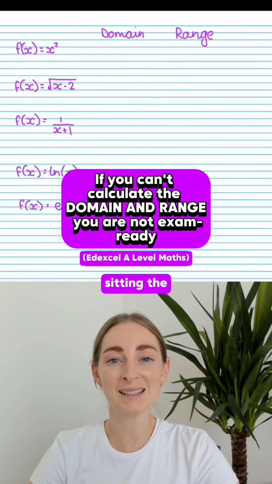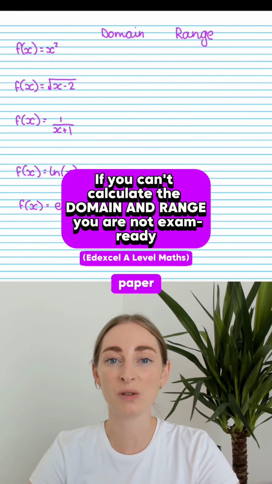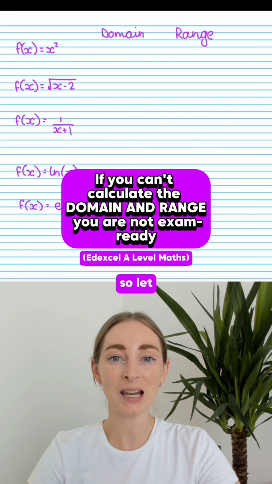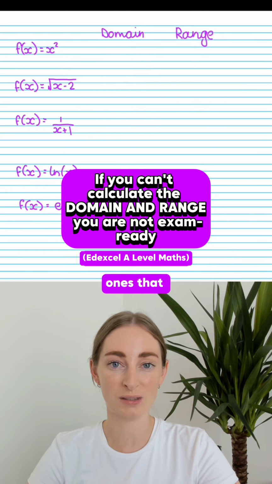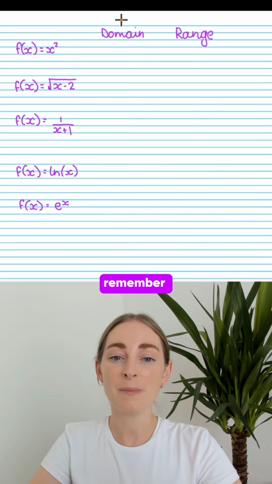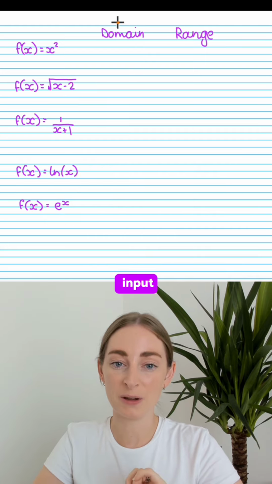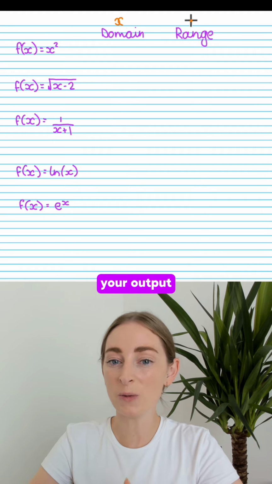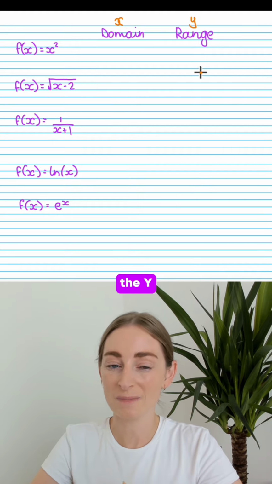If you're sitting the Edexcel Pure 1 paper on the 4th of June, you need to understand range and domain. So let me show you a few different ones that often come up. Remember, your domain is your input. I like to think of this as my x values, and your range is your output. So that's going to be the y.